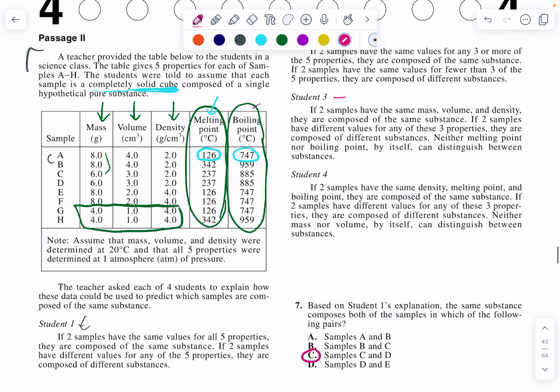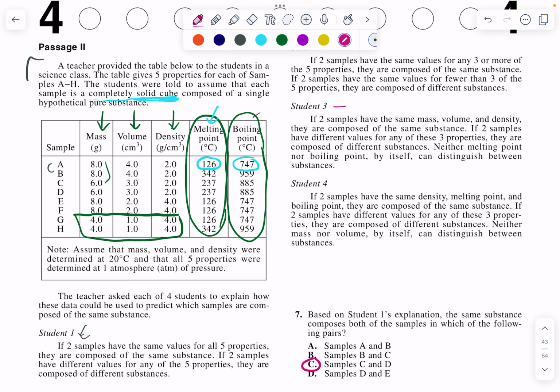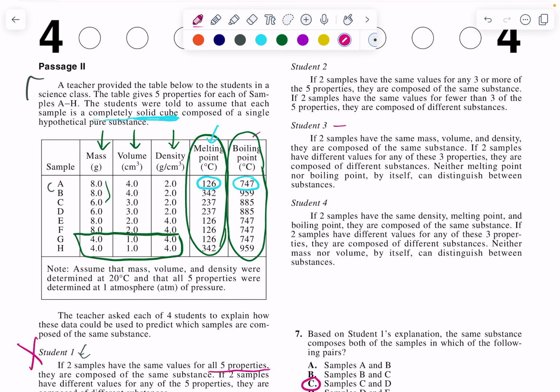Now, here's where we can finally read our other student samples. Notice that we've been saving time and brain space by not trying to read it. Now, we've already read student 1, who said that all 5 things have to be the same. So student 1 would not say just having density be the same would be good. Now, student 3, we've also looked at. They said if they have the same mass, volume, and density. So they also would not say density alone is good enough to tell us they're the same things.